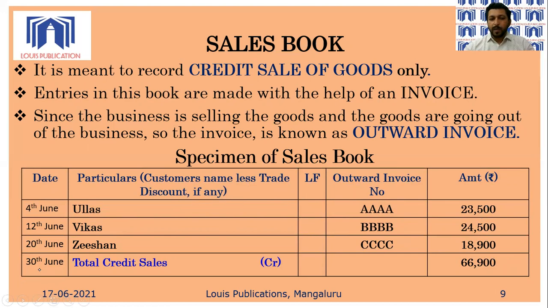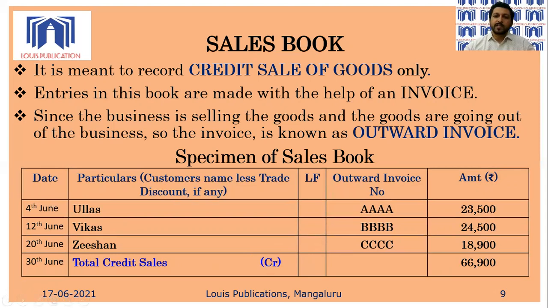And at the end of the month, say for June, on 30th of June, we are going to total the amount of credit sales. I am going to record over here total credit sales, and I will write the word credit. The word credit means this amount of 66,900 rupees will be credited to sales account in the ledger book as by sundries account. So it will be recorded as by sundries account.